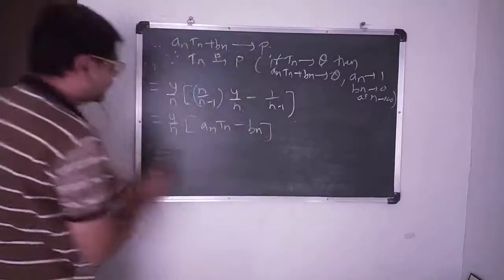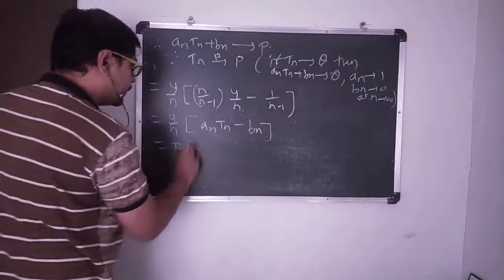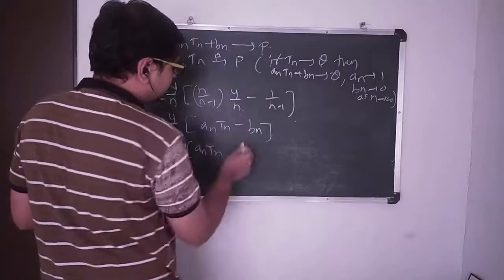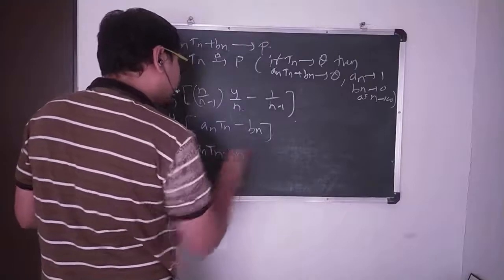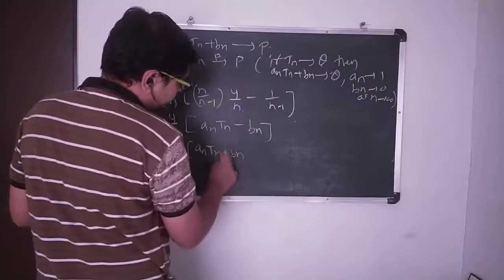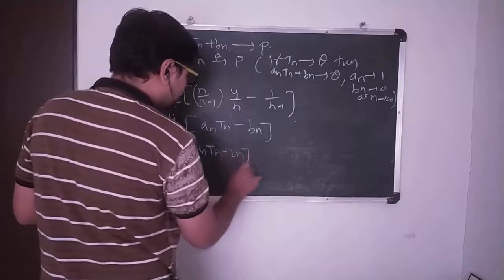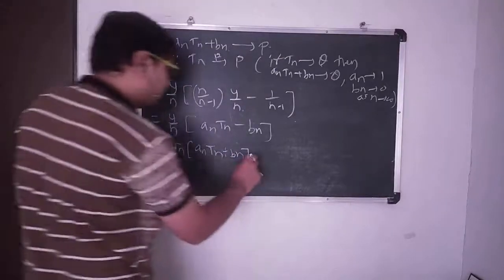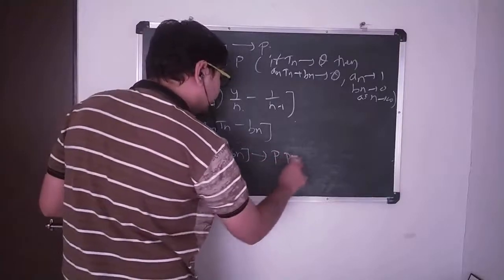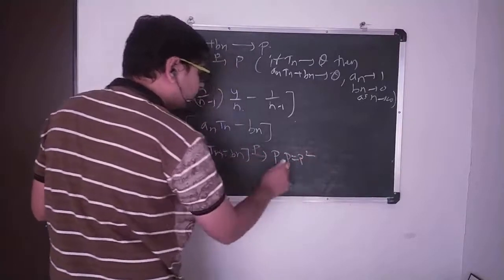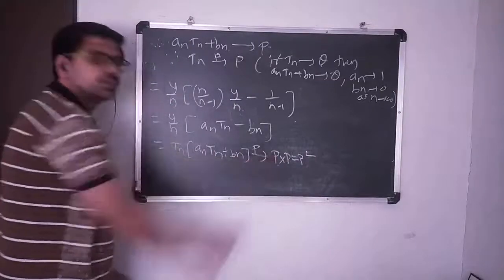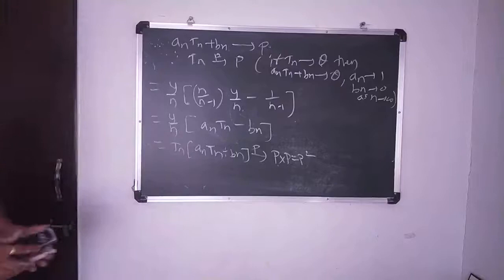So this is equal to Tn times (An Tn minus Bn). This also tends to p times p, that is p^2. Since Tn is a consistent estimator of p and the other factor is also a consistent estimator of p, p times p is p^2. So this is a consistent estimator of p^2.